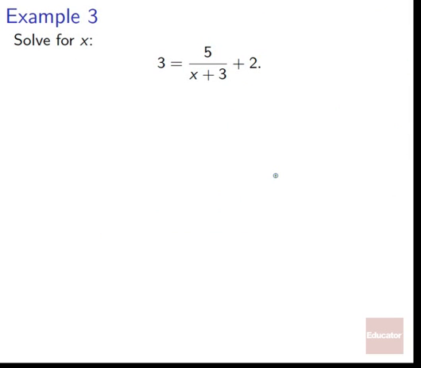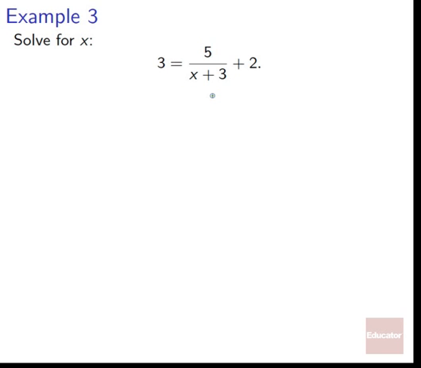Third example, we want to solve for x. So the first thing we do is ask ourselves, how can I get x by its lonesome? How can I get it isolated on one side where it's just the variable and nobody else there? Well, it's inside of a fraction. Inside of a fraction, we want it to be on top, and we want it to be the only guy there. So we're going to have to somehow crack this fraction. How do we crack a fraction?